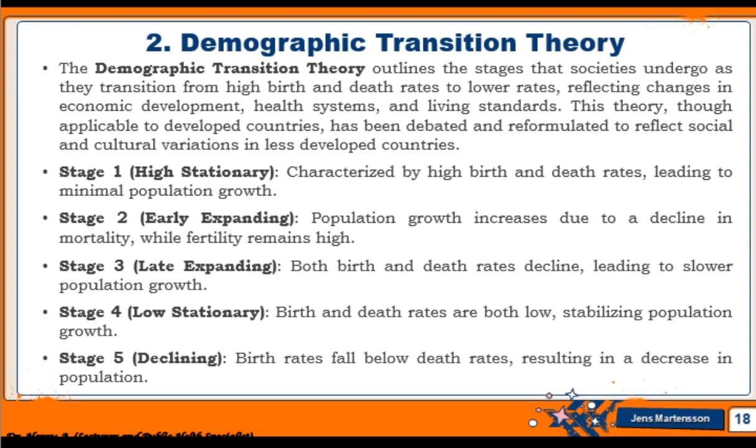Stage 5 is the declining stage. In this final stage, birth rates fall below death rates, leading to population decline. So when people no longer want to give birth, or the level of birth rates has gone so low that when you compare it to the death rate, it's even lower than the death rate, even though the death rate is also low, this will lead to population decline.